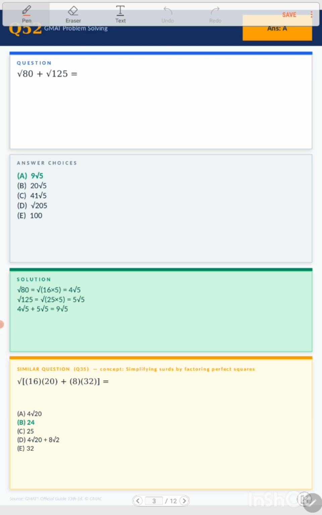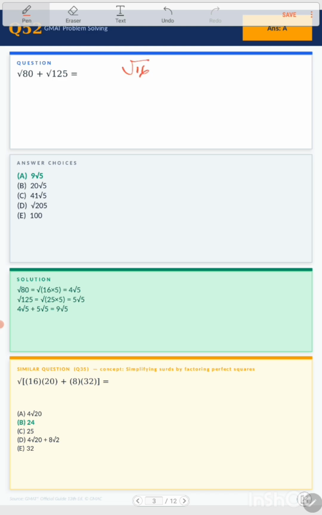Now solving question number 52. For question number 52, ask yourself what is common. Of course, there is a provided solution here, but this is what is going on. What is the highest perfect square that can divide 80? If you check, it is root 60.